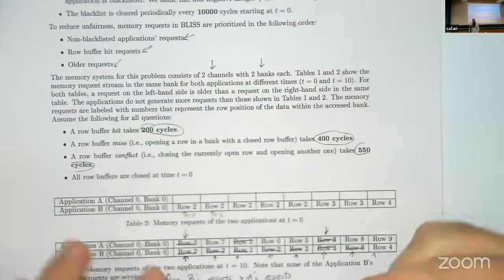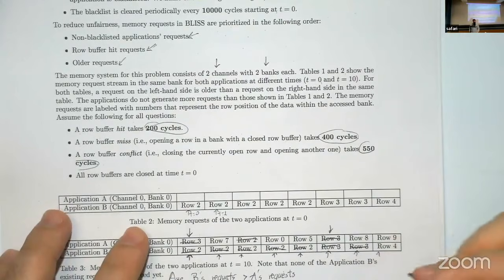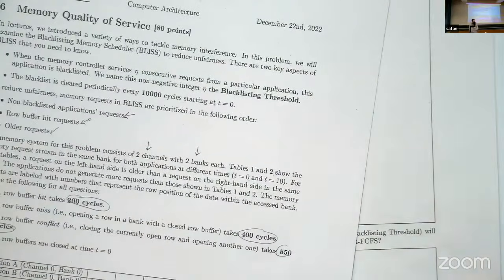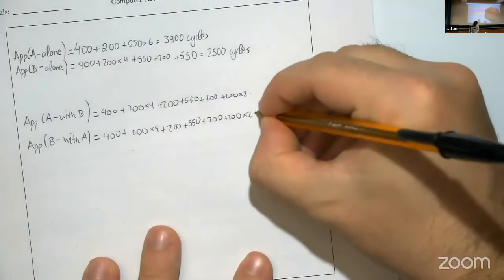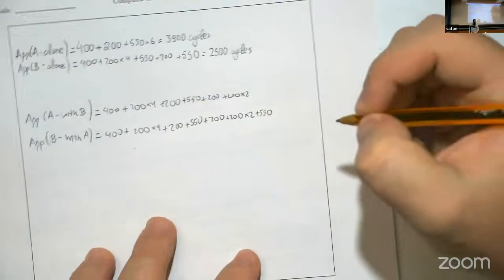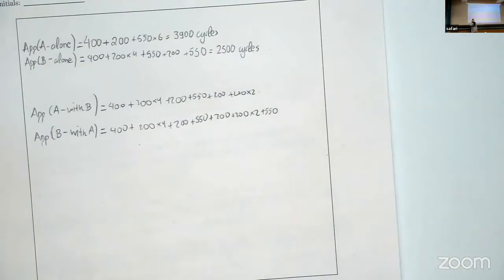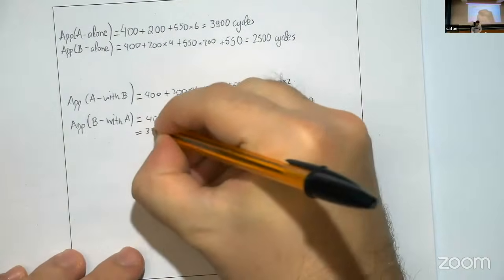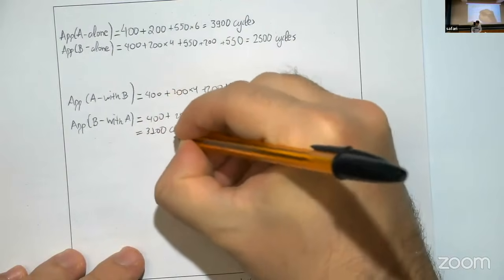And now it's a final request of application B, which is row 4. We activate it, it's a conflict because we had activated row 3 before. And we pay another 550 cycles. So in total right now, given that we finished the requests of application B, we calculate the total latency, right? Which is 3,100 cycles.